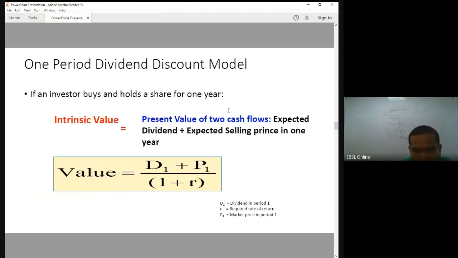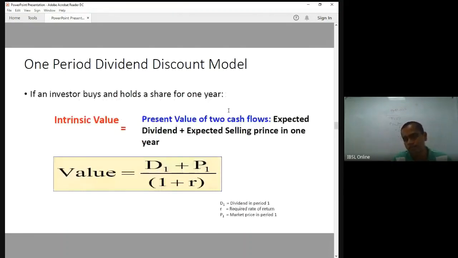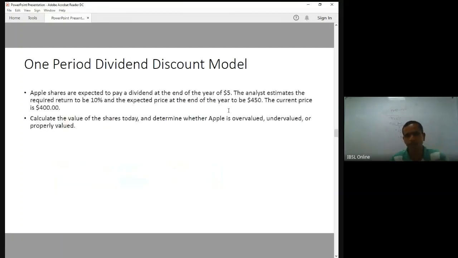One period dividend discount model. If an investor buys and holds a share for 1 year, the intrinsic value is the present value of two cash flows: the expected dividend plus the selling price of the asset in 1 year. So you're basically discounting the dividend plus the selling price, and the discount rate is 1 plus the rate of return. Let's try this example, then it will be very clear.